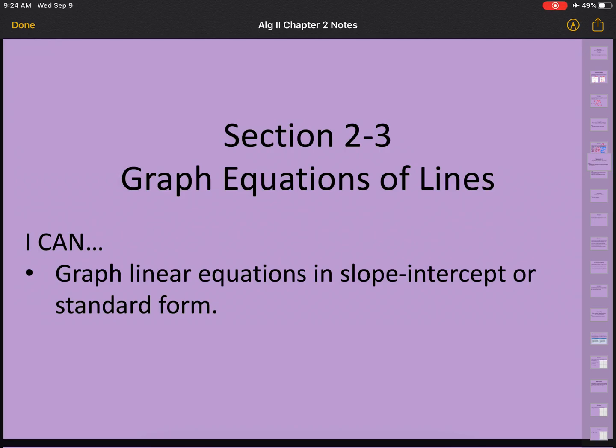Okay guys, this is section 2.3. Our goal here in this section is to be able to graph linear equations in slope-intercept or standard form.